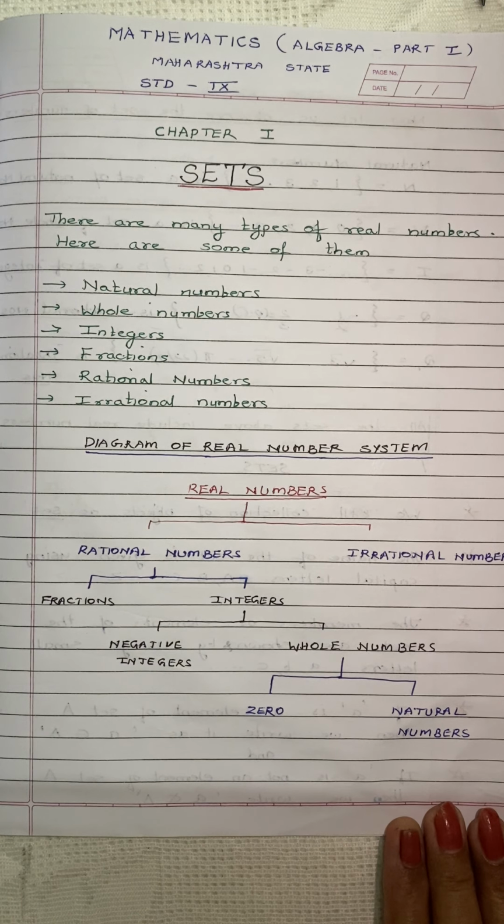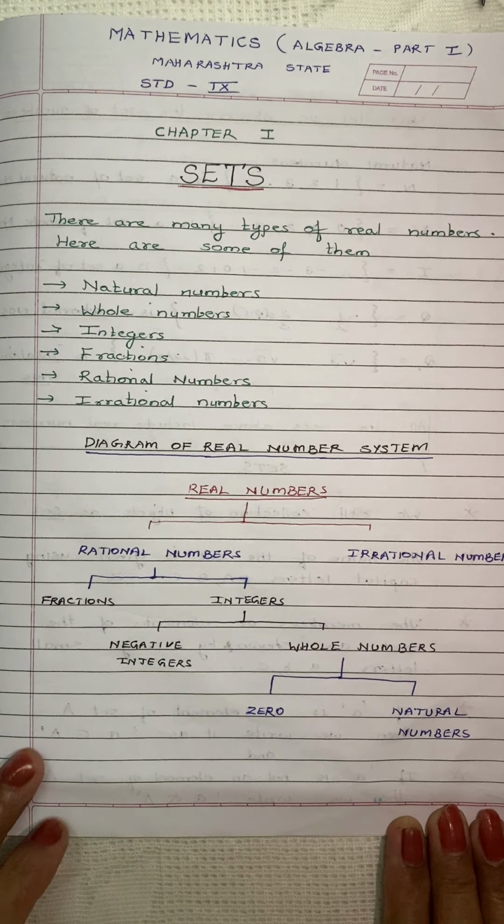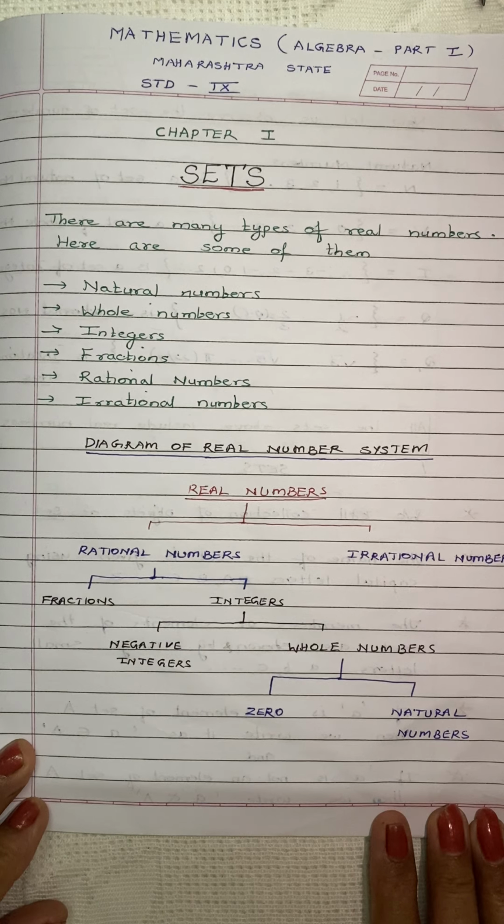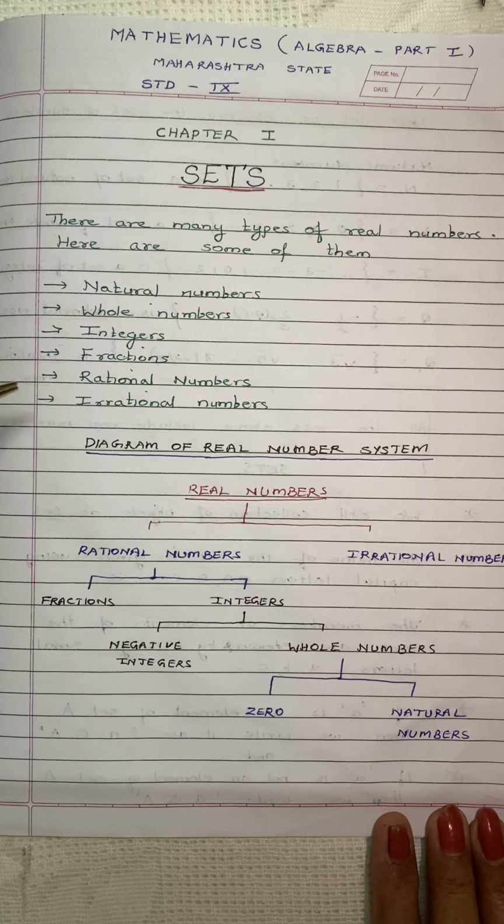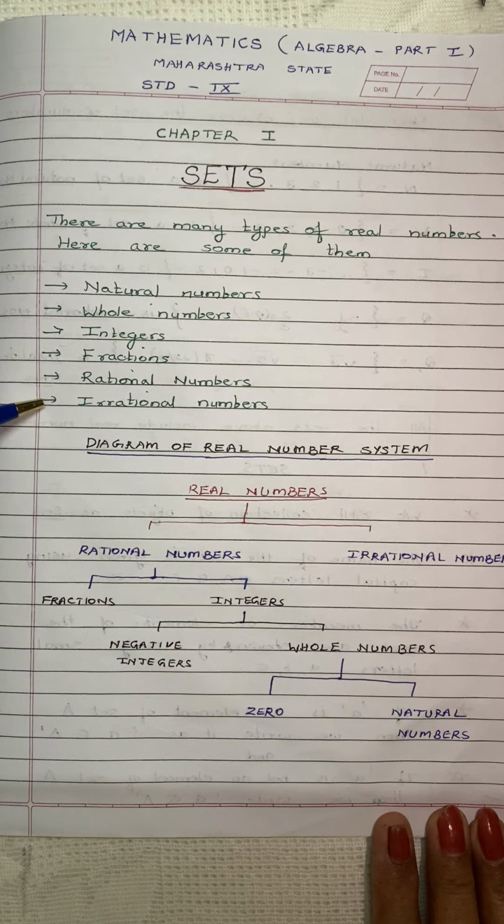I will be explaining mathematics, that is Algebra Part 1, Maharashtra Board, Chapter 1. The name of the chapter is Sets. Before I start explaining sets, let us understand many types of numbers. There are many types of real numbers. Here are some of them: natural numbers, whole numbers, integers, fractions, rational numbers, irrational numbers.